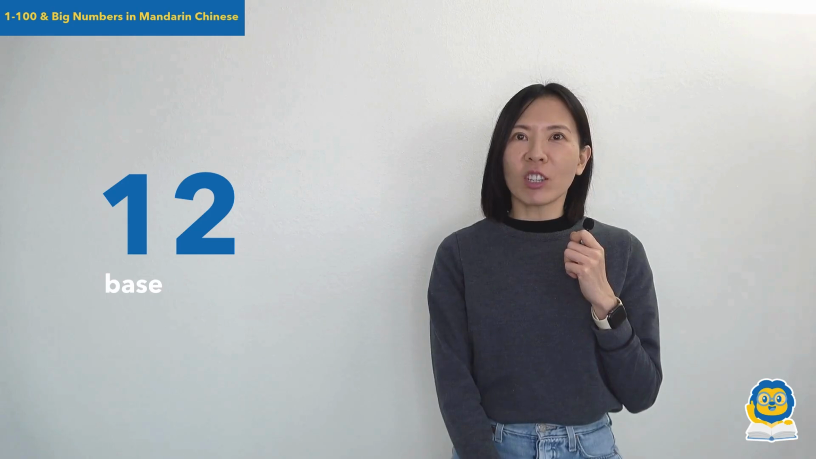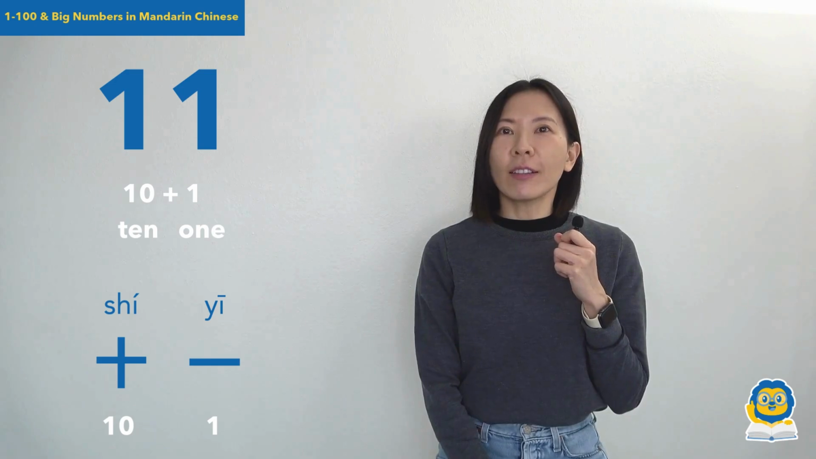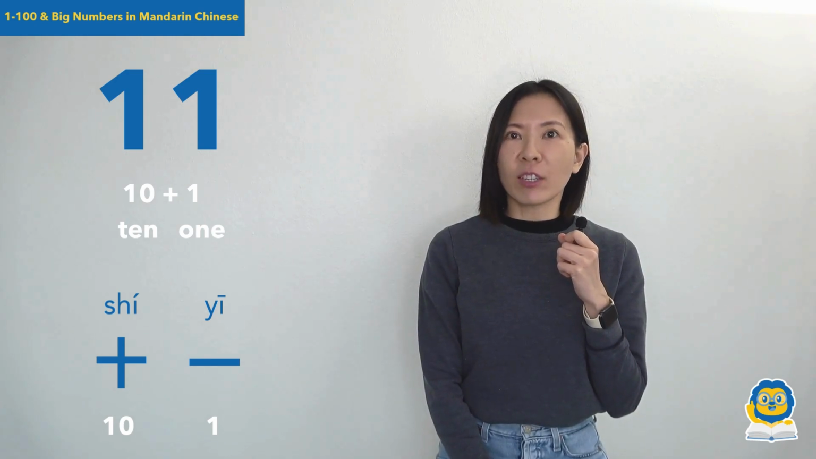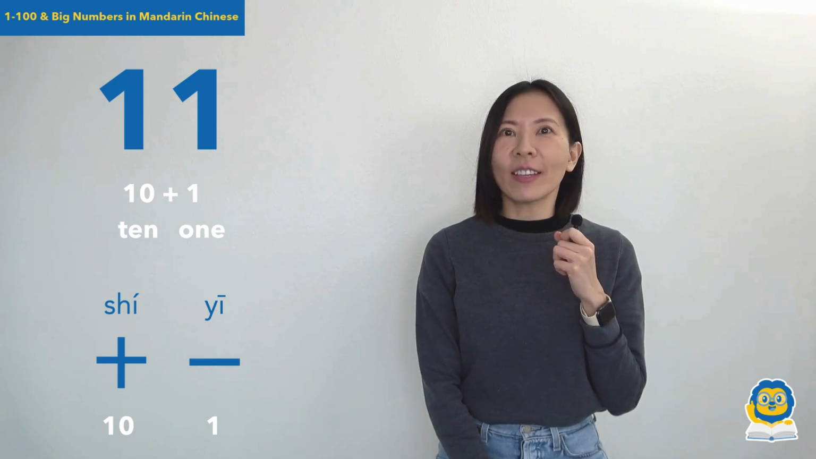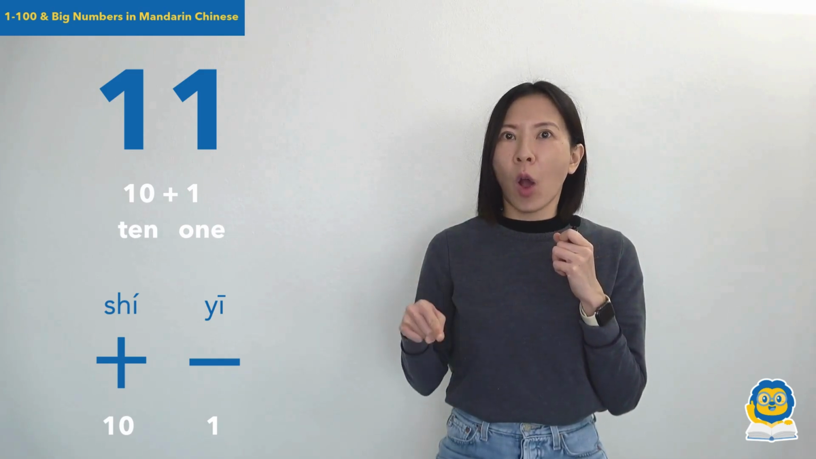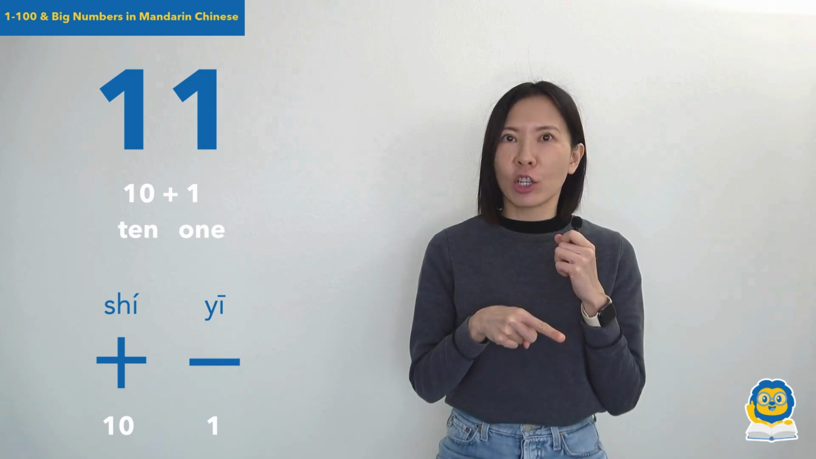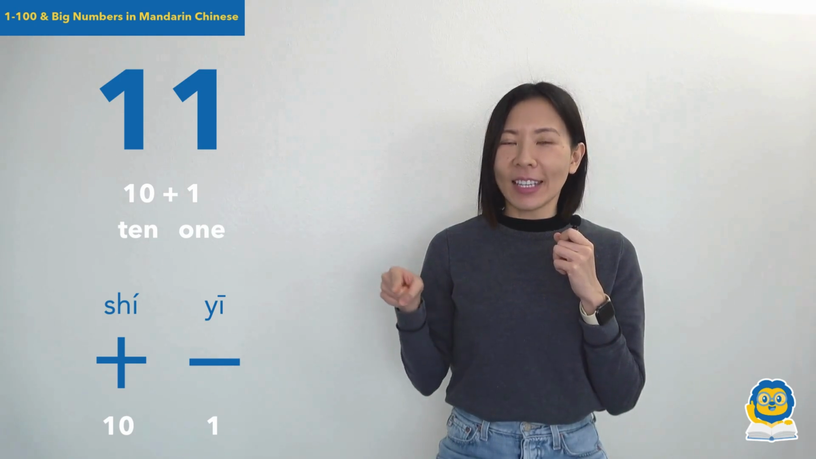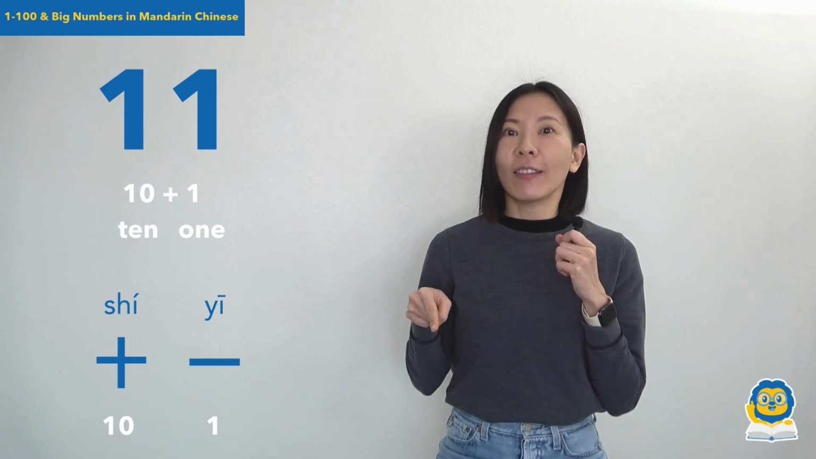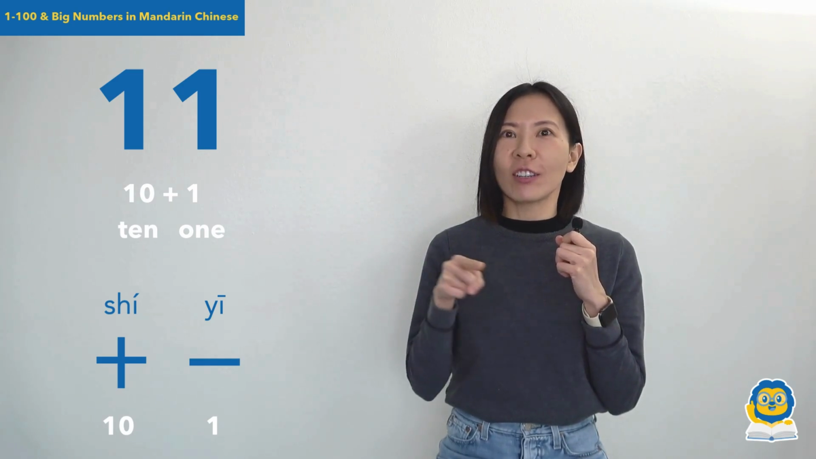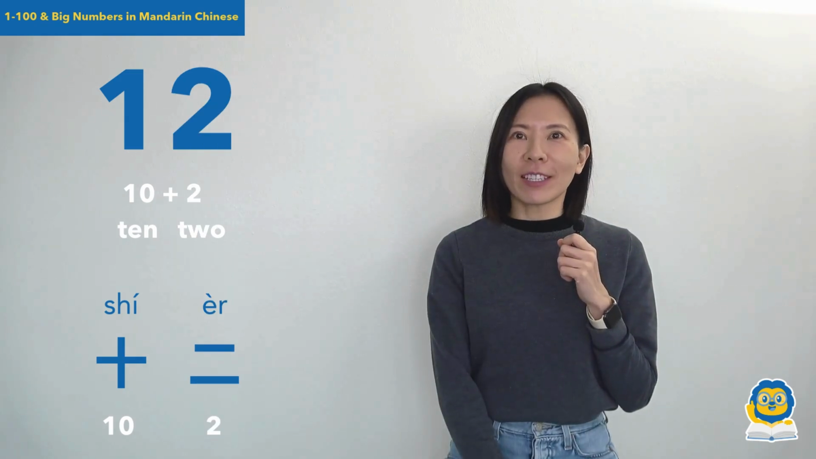We use the double-digit number as the base and add the single-digit number to it. For example, 11 would be 10, the double-digit number, plus 1, the single-digit number. 10 in Mandarin Chinese is 十. 1 is 一. 十一 is 11. Same to the rest of the tens.